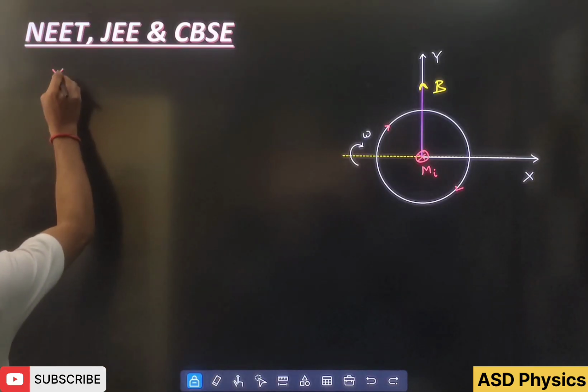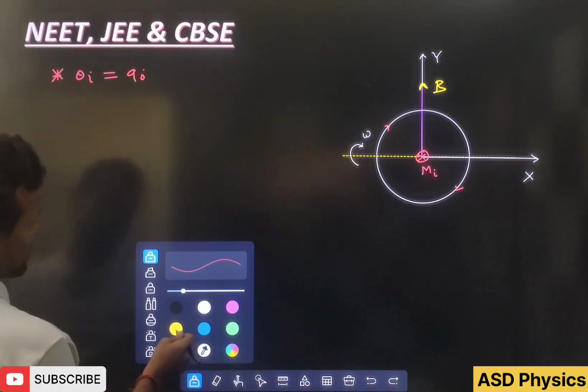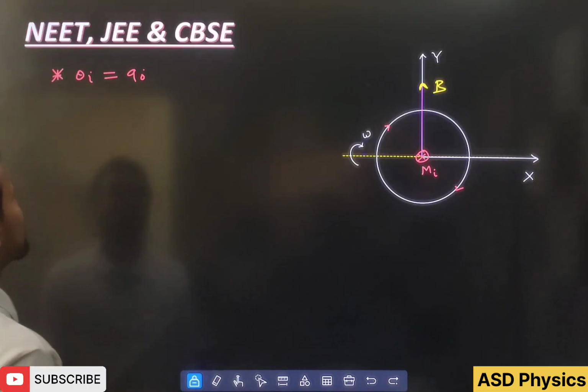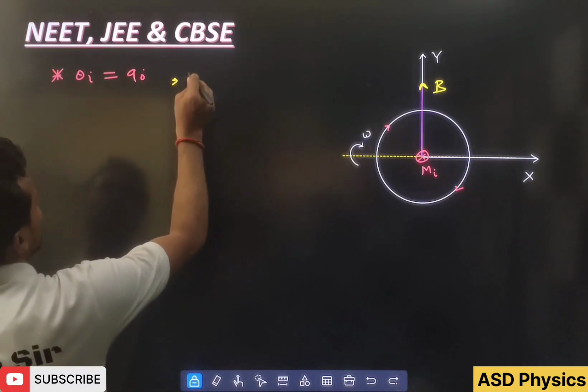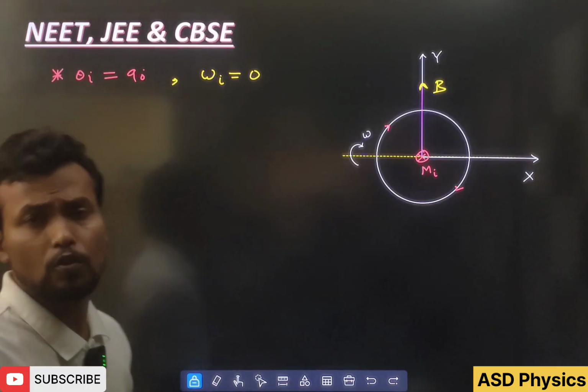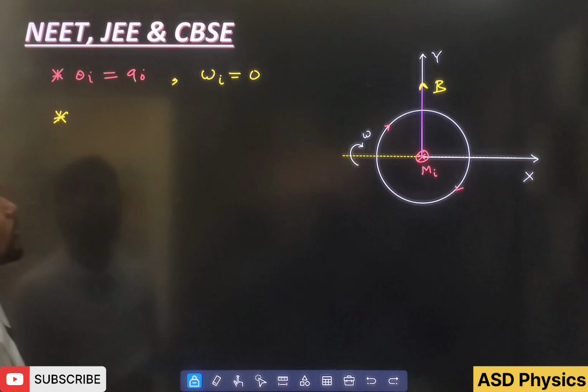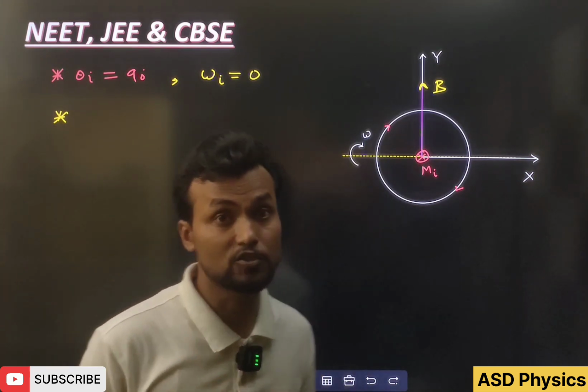90 degrees there. Okay, so see, initial angle is how much here? 90 degrees. Initial angle 90 degrees there. Okay, and remember that here initially the coil is in which situation? Rest situation. Omega initial how much here? 0. Is it? After that, what is going to happen is that this coil is going to rotate by how much angle? 60 degrees.